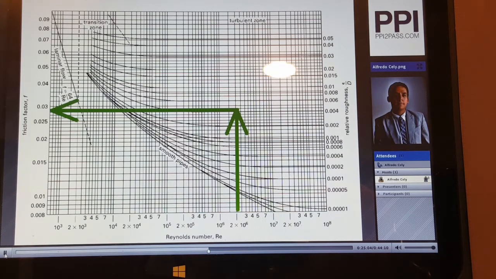Now you can see here on this chart, you can also use it to find the friction factor for laminar flow. So let's say our pipe has a Reynolds number of 1000. We don't need to use the relative roughness. If we're in laminar flow, we do not need to use the relative roughness. We simply go up until we hit our laminar flow line. So what we find there is that our friction factor is going to be equal to 0.065.